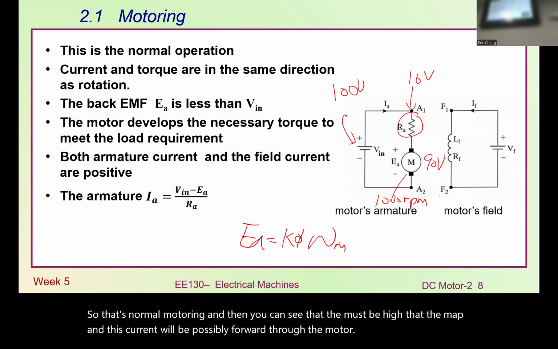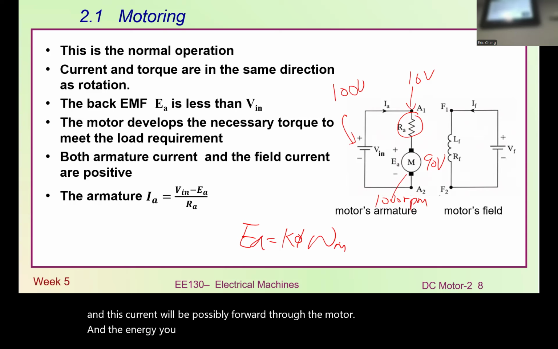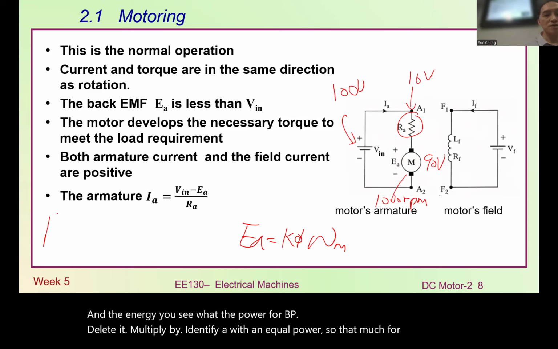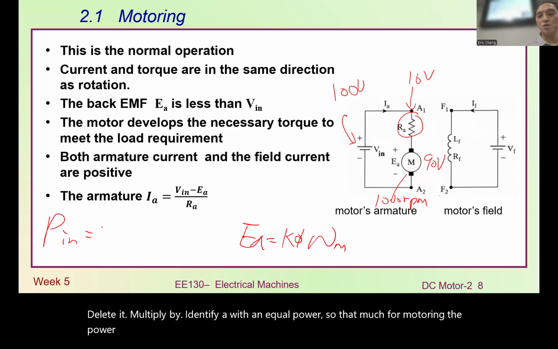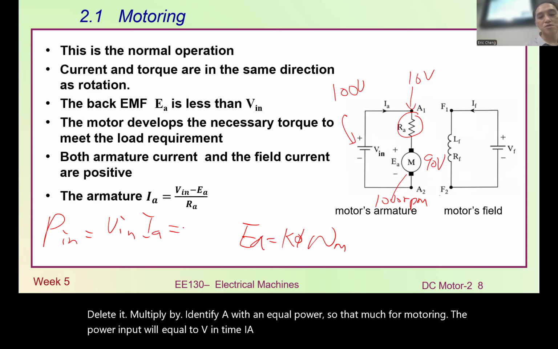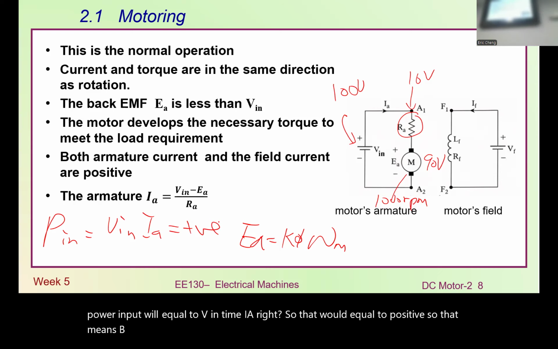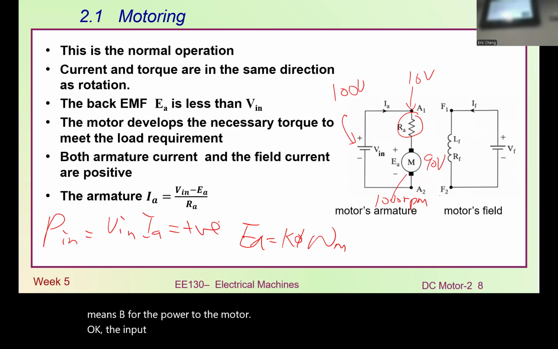And the energy, you see, what's the power? V in multiplied by the IA will be the input power. So that's why for motoring, the power input will equal to V in times IA, right? So that will equal to positive. So that means we deliver the power to the motor. Okay. Then the input power higher than the motor. So that's normal operation for motoring.